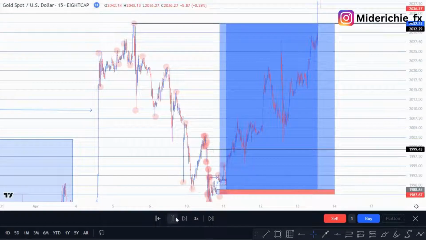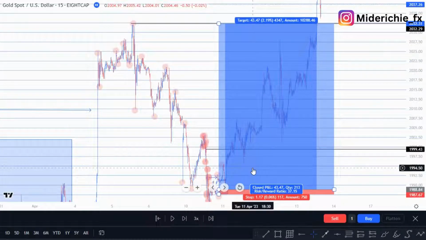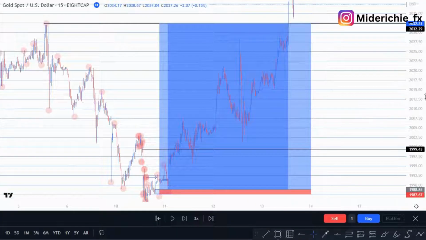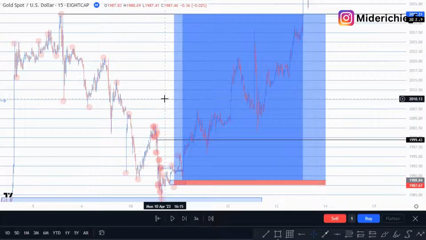Oof, that was a nice trade right there. You guys can see we actually bagged almost 434 pips and 137 risk to reward. Oof, that's very, very high for a lot of people. Yeah. So that's basically how I caught this trade on gold, and I hope you guys learned something.